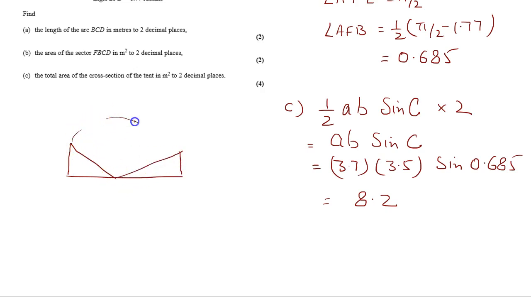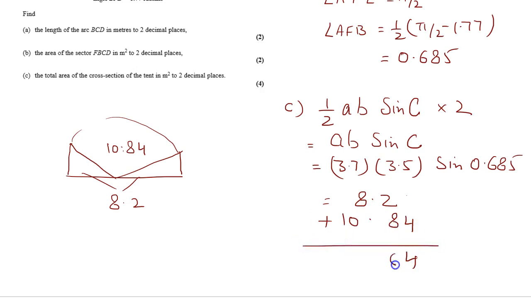And now we are having the area of the tent also. So this is 8.2, and the area of the sector is 10.84. So 8.2 plus 10.84, that is 19.04 meters square, the complete area of the tent.